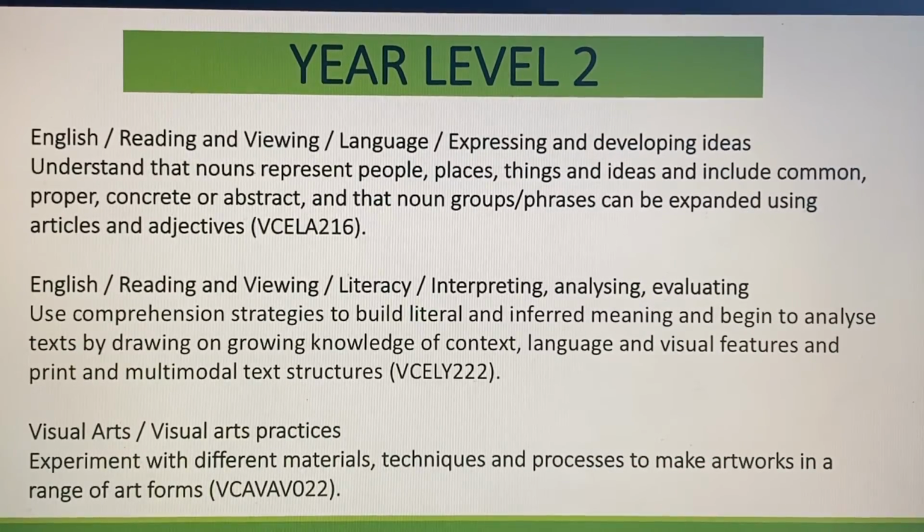This is a Year Level 2 class, and this activity links to the curriculum in both English and visual arts. Develop students' understanding that nouns represent people, places, things, and ideas. Use comprehension strategies to build literal and inferred meaning, and begin to analyze texts by drawing on growing knowledge of context, language, and visual features. Experiment with different materials, techniques, and processes to make artworks.